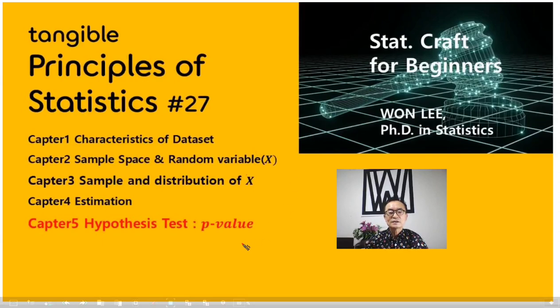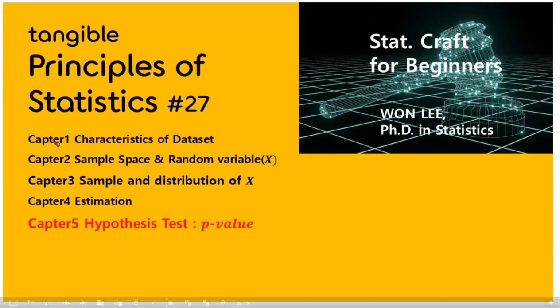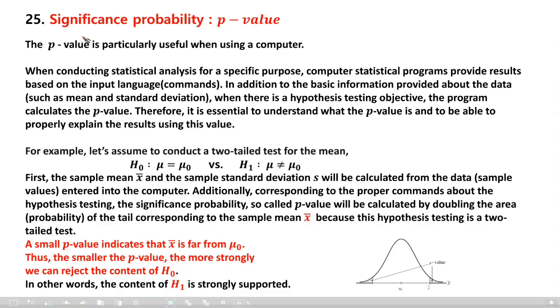Today's topic is p-value. That is a significance probability. You have to know this terminology in hypothesis test. Okay, let's see. Significance probability, p-value. P-value is particularly useful when using computer. When you use computer, it provides p-value, significance probability.